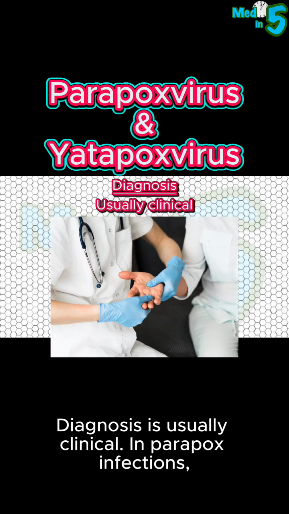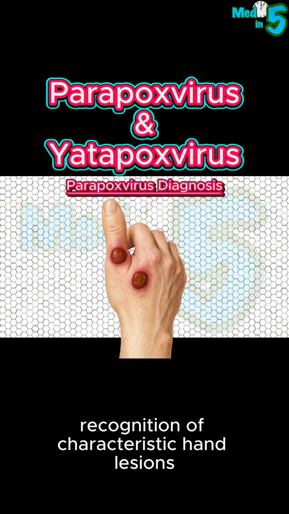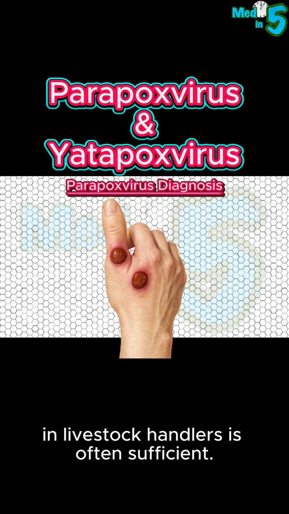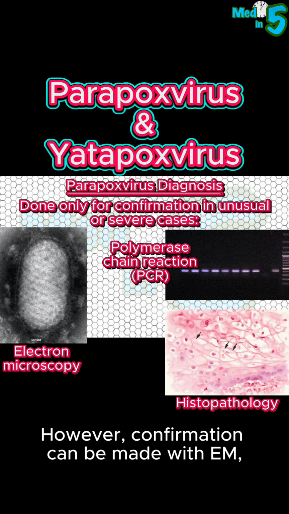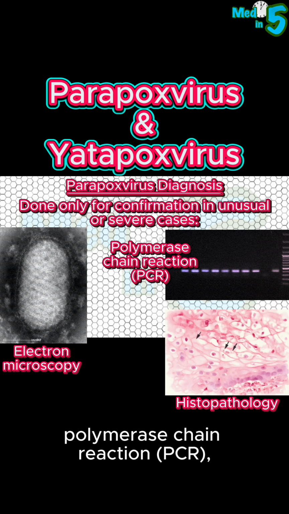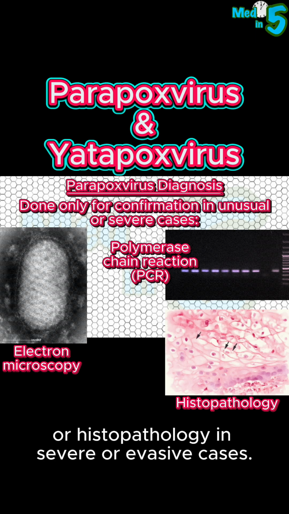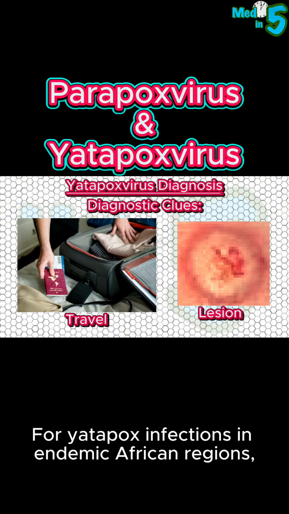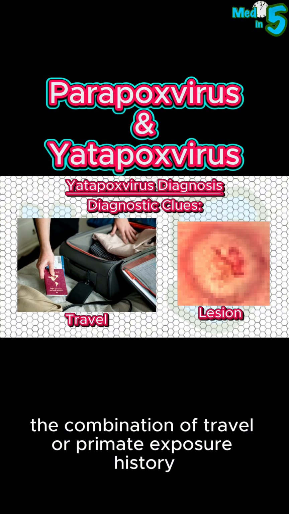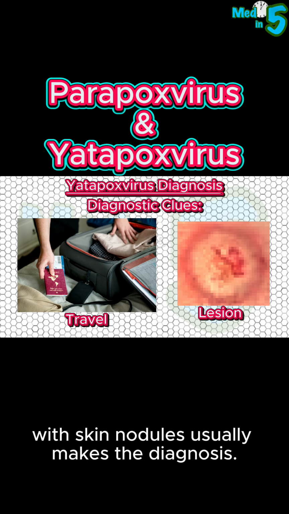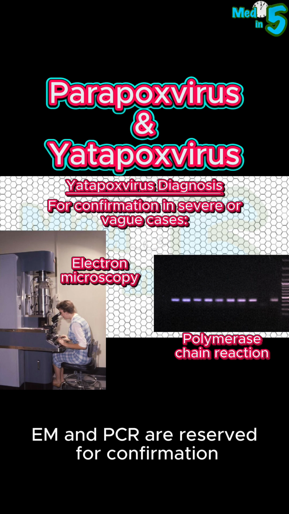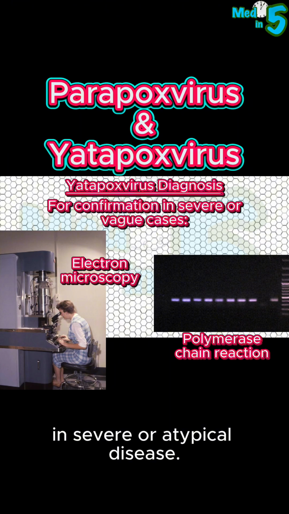Diagnosis is usually clinical. In parapox infections, recognition of characteristic hand lesions in livestock handlers is often sufficient. However, confirmation can be made with EM, polymerase chain reaction, or histopathology in severe or evasive cases. For Yatapox infections in endemic African regions, the combination of travel or primate exposure history with skin nodules usually makes the diagnosis. EM and PCR are reserved for confirmation in severe or atypical disease.